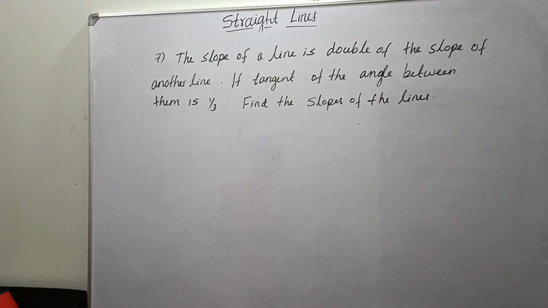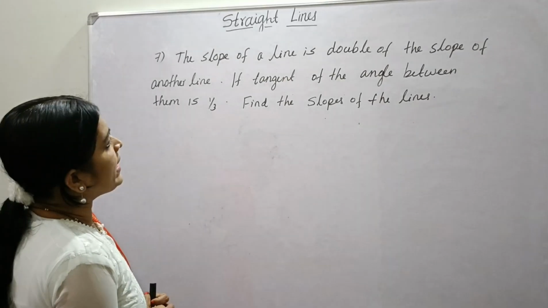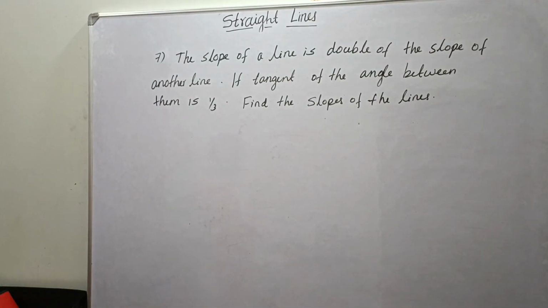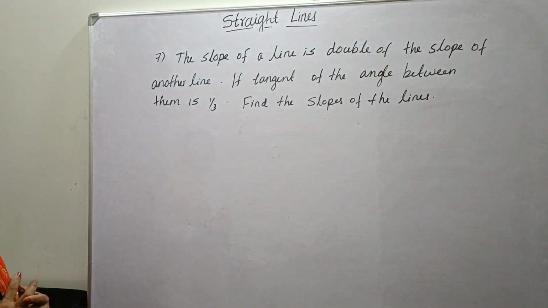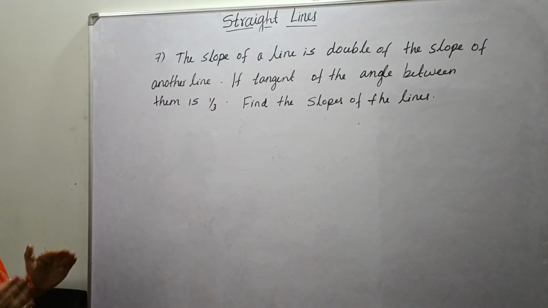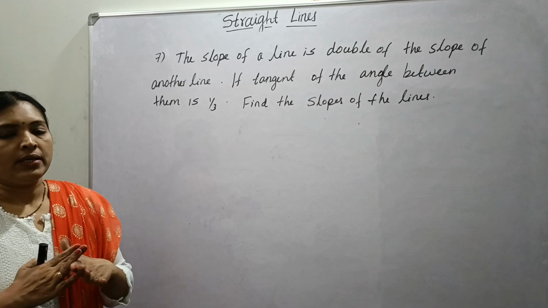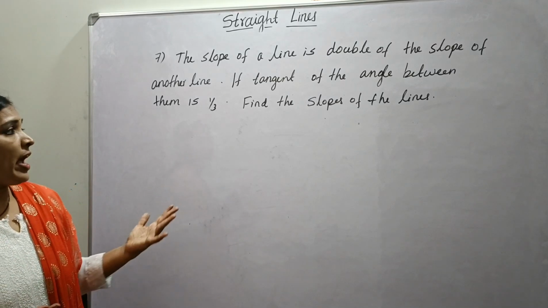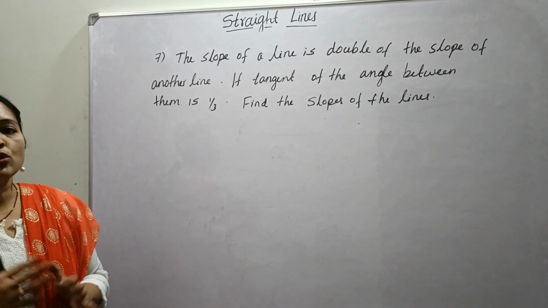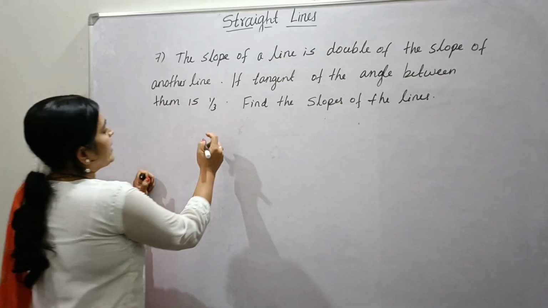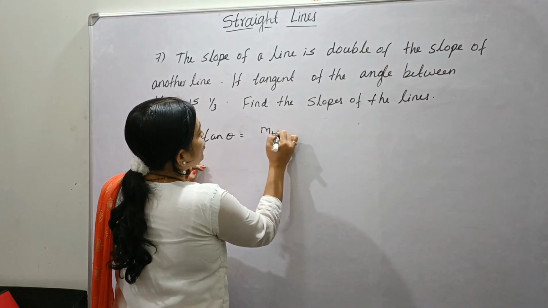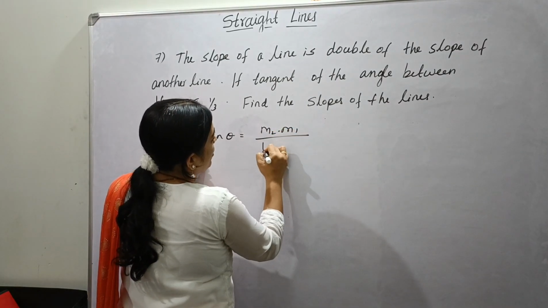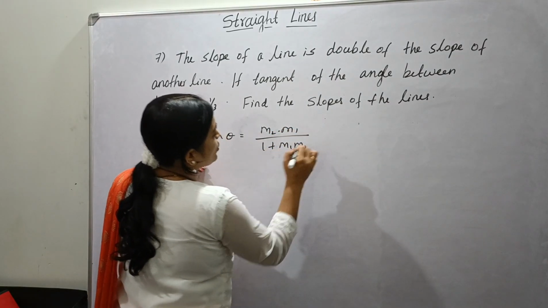See the next question. The slope of a line is double of the slope of another line if tangent of the angle between them is 1 by 3. Find the slopes of the lines. Here, see, it is given the angle between two lines. We have studied that angle between two lines, formula is tan theta is equal to m2 minus m1 divided by 1 plus m1 into m2.